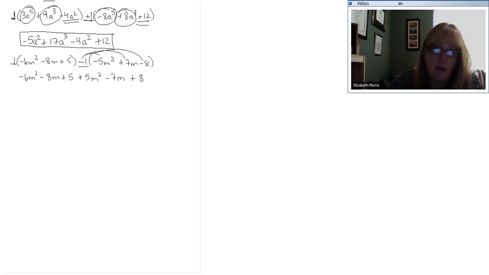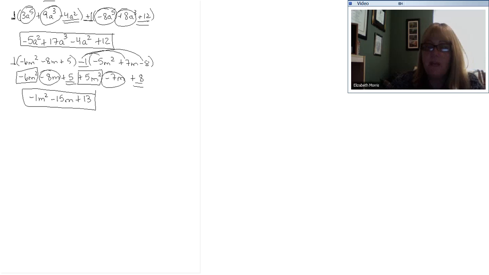Now we can combine like terms. Negative 6m squared and positive 5m squared give me negative 1m squared. Negative 8m, negative 7m, negative 15m. And 5 plus 8 is 13. And there you go. That's 5.2, just combining like terms.